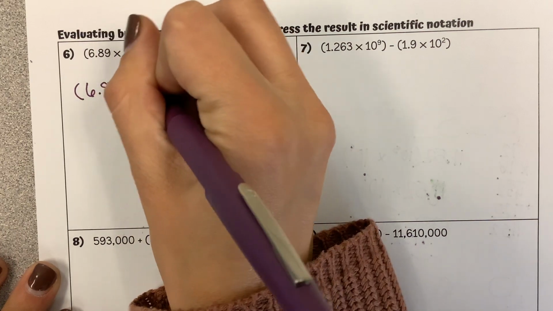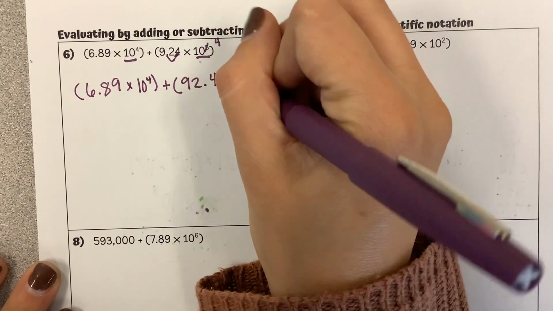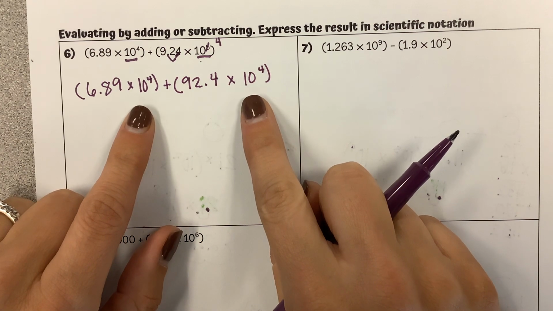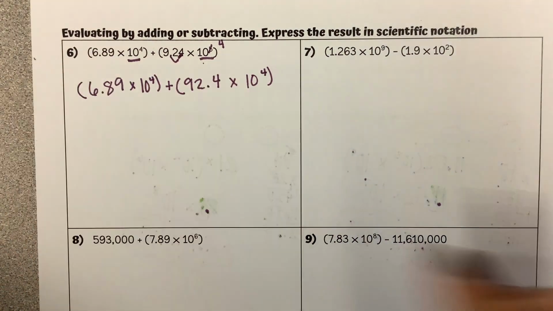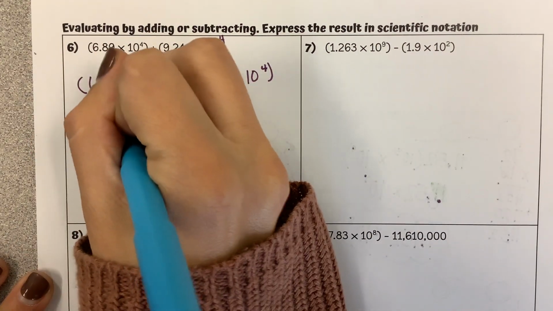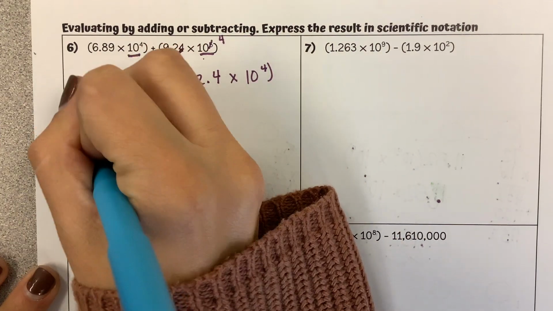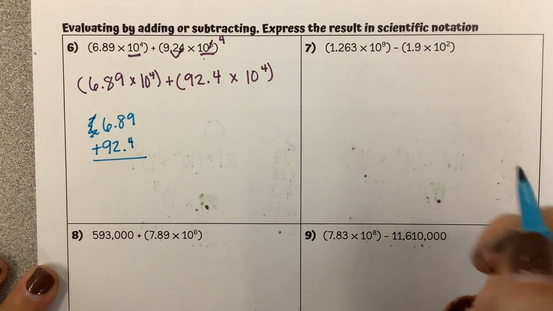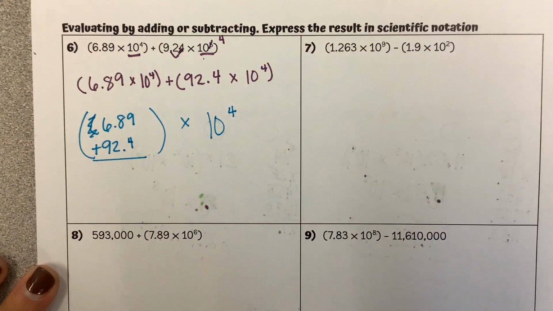So essentially, we are doing 6.89 times 10 to the power of 4 plus 92.4 times 10 to the power of 4. Now they have like terms, or however you want to think of it, and we can add. So I am just splitting it up and writing it here, 6.89 plus 92.4, and all of this is being multiplied by 10 to the 4th.